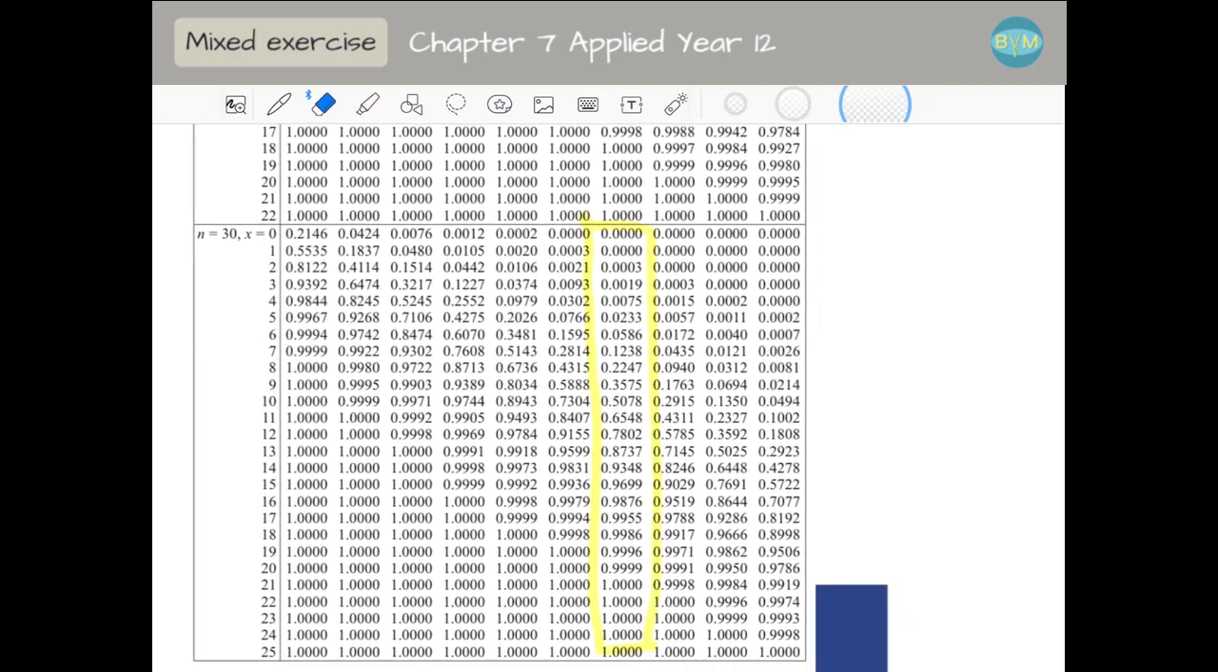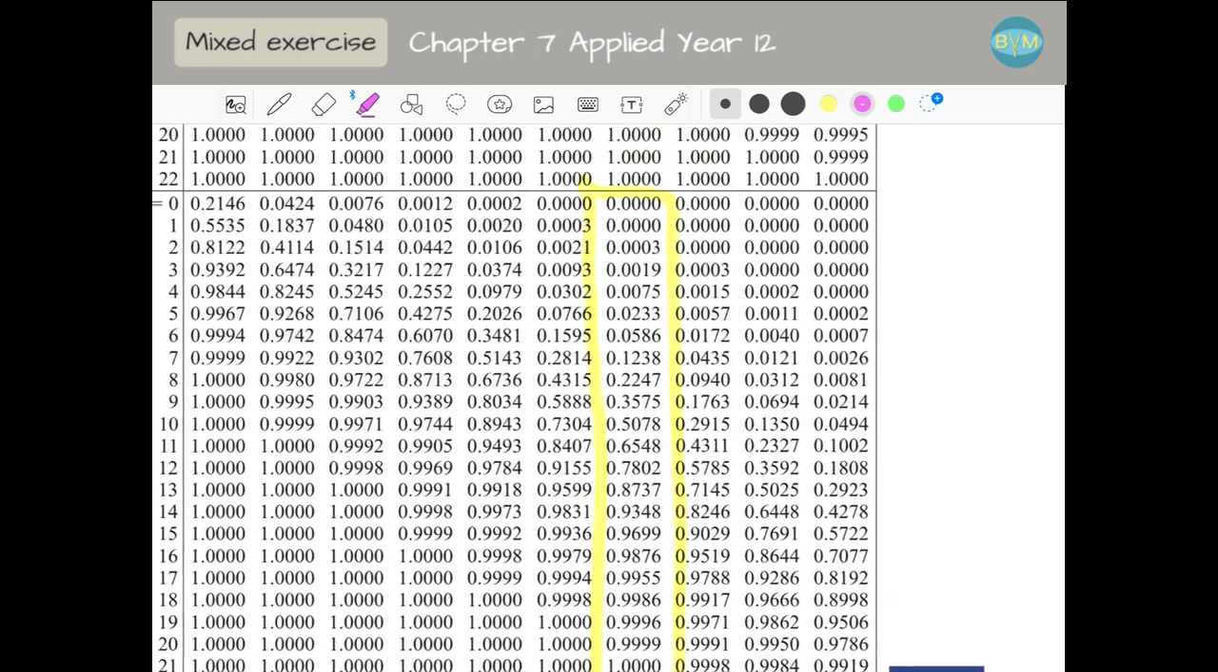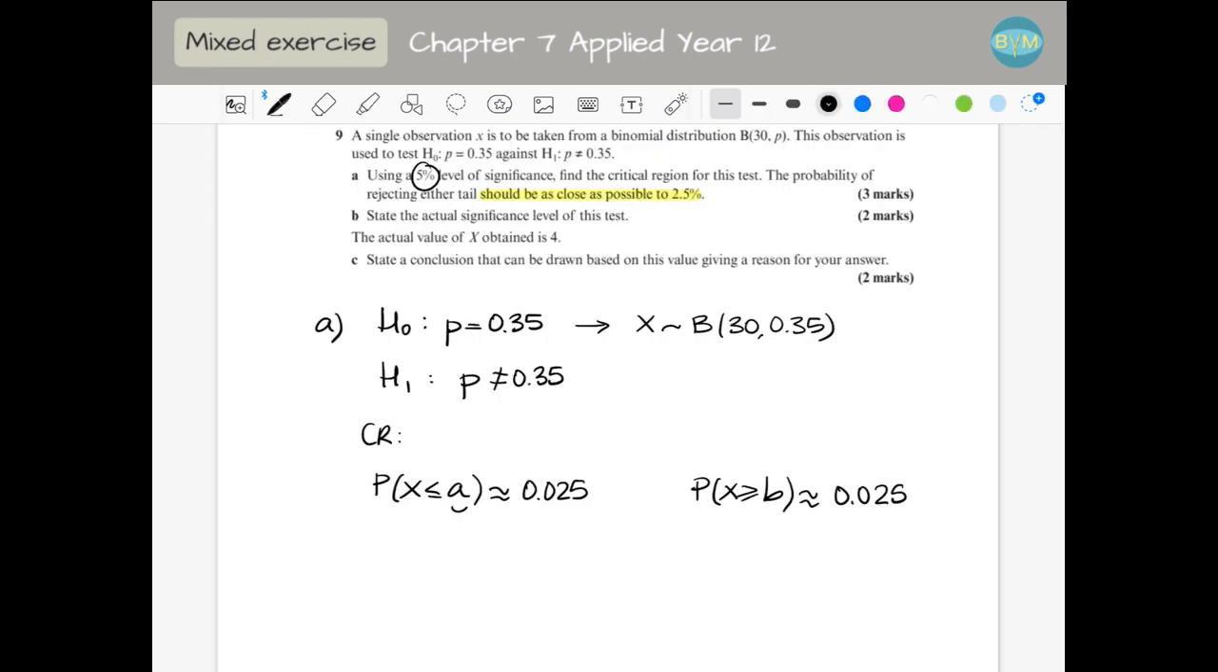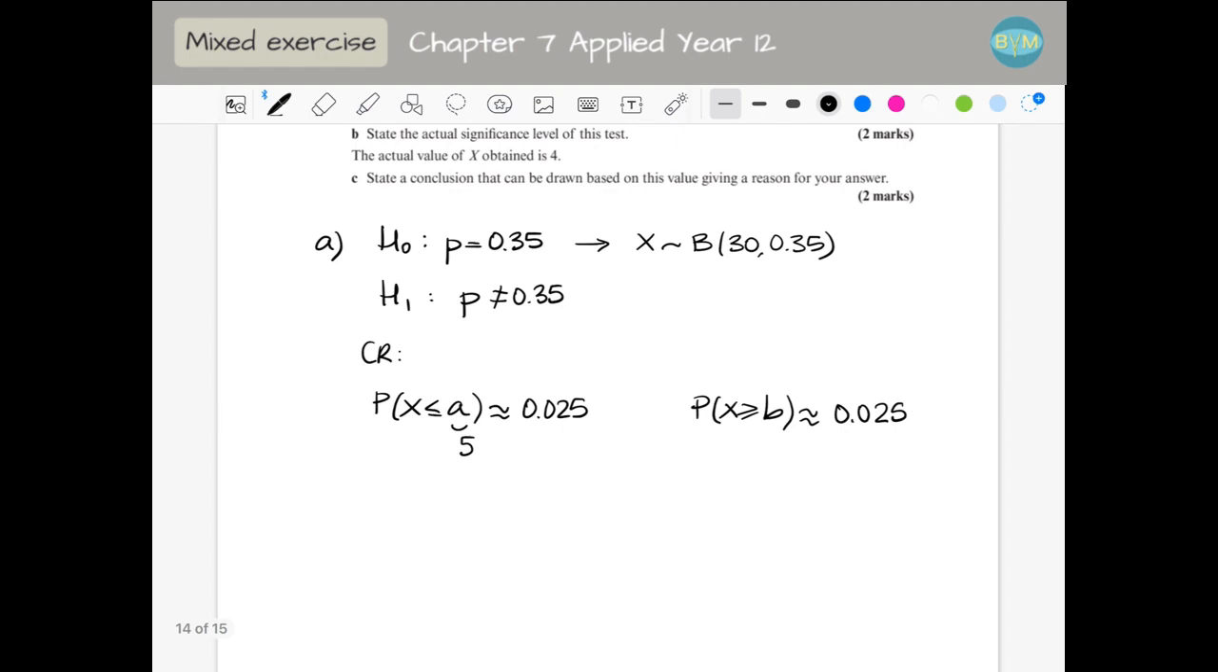So we look for the closest value to 0.025. We are going to pick one value below and one value above, and subtract from 0.025 to see which one is closer. And you can see that this one is closer, the 5. So a is going to be 5. So part of the critical region is going to be x smaller or equal than 5.